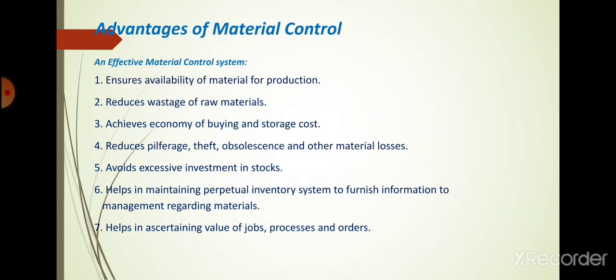So, what are the advantages of material control? An effective material control system ensures availability of materials for production, reduces wastage of raw materials, achieves economy of buying and storage cost, reduces pilferage, theft, obsolescence and other material losses, avoids excessive investments in stocks, helps in maintaining a perpetual inventory system to furnish information to management regarding materials, and helps in ascertaining the value of jobs, processes and orders.